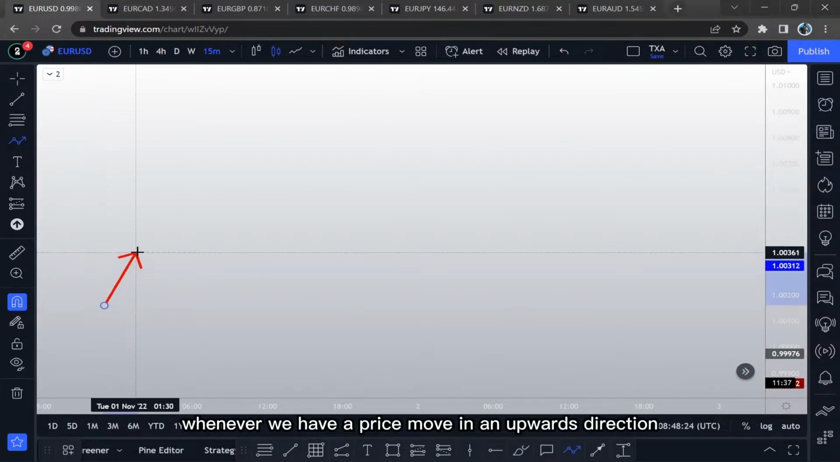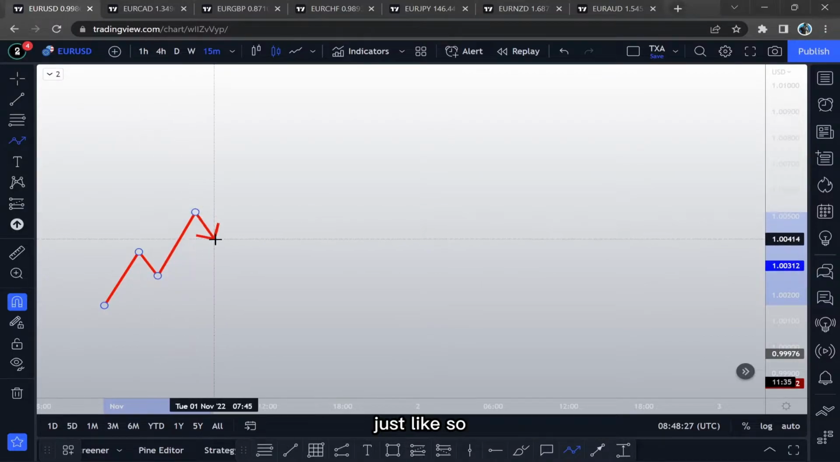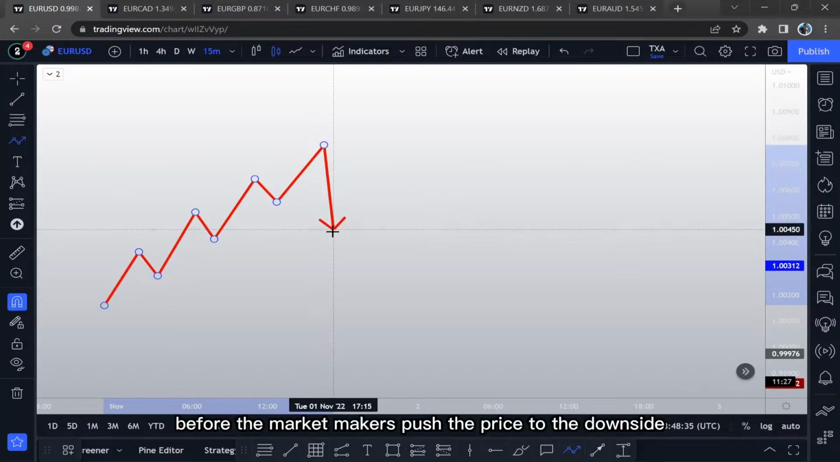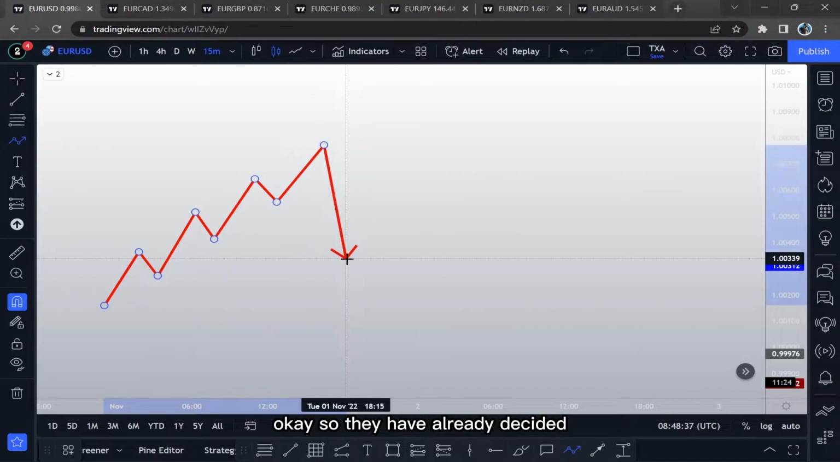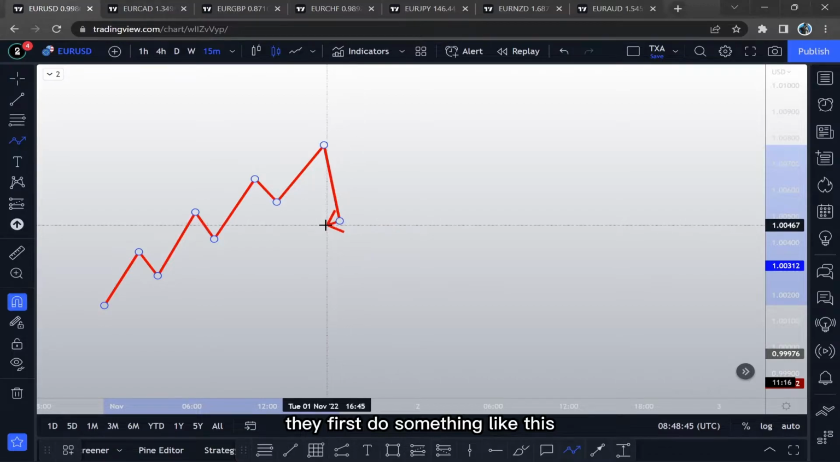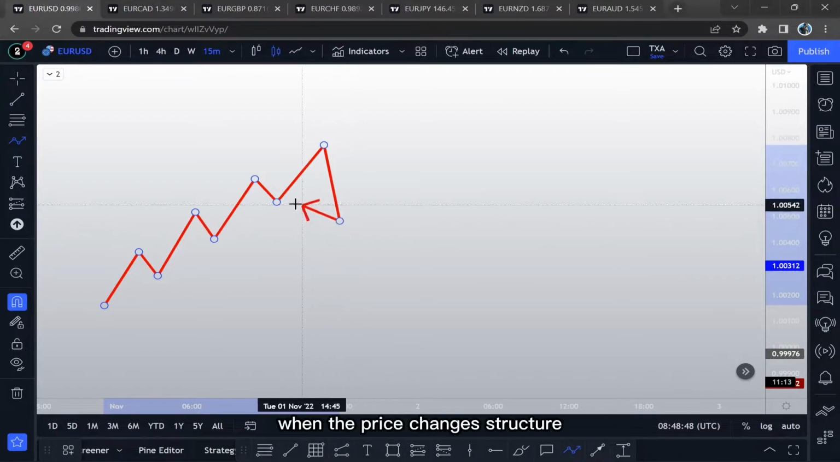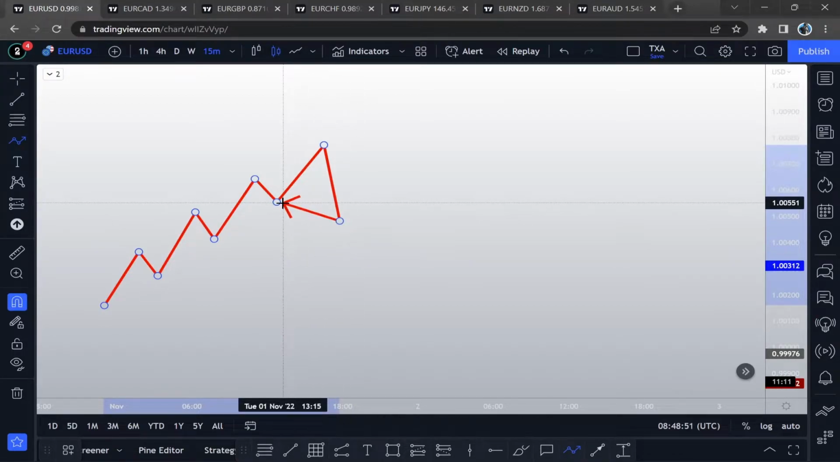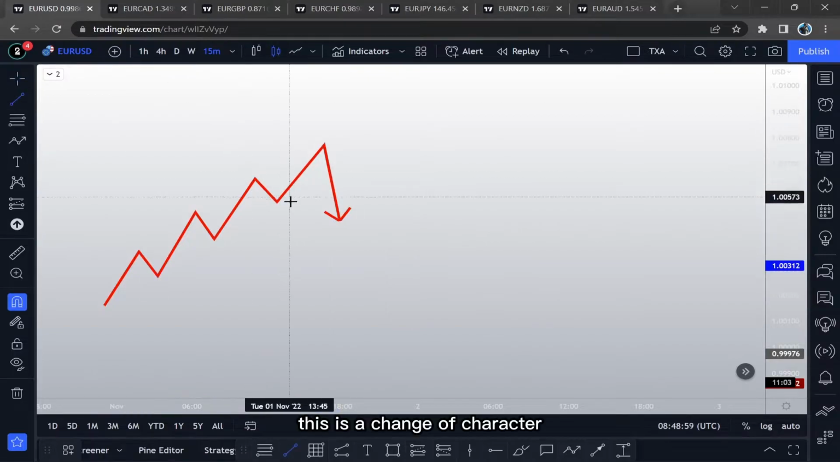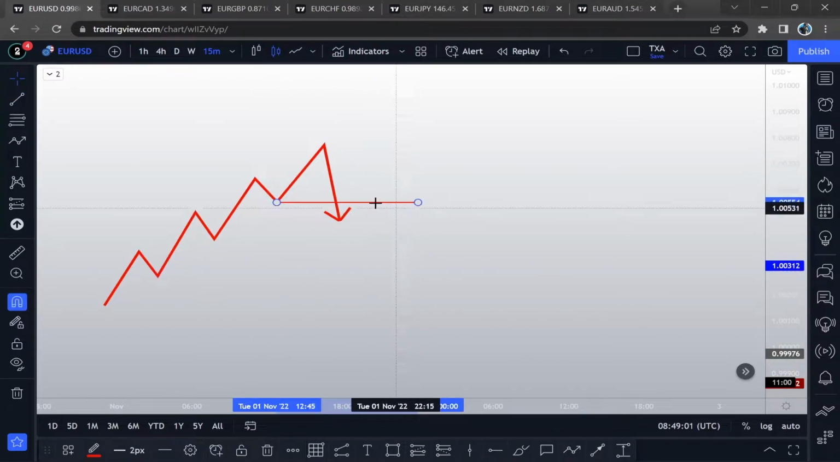Whenever we have a price moving in the upwards direction, just like so, we have an uptrend. Before the market makers push the price to the downside, they have already decided that they're going to push the price down. So what do they do first? They first do something like this. When the price changes structure, most people understand that the price has broken structure. This is a change of character right there.